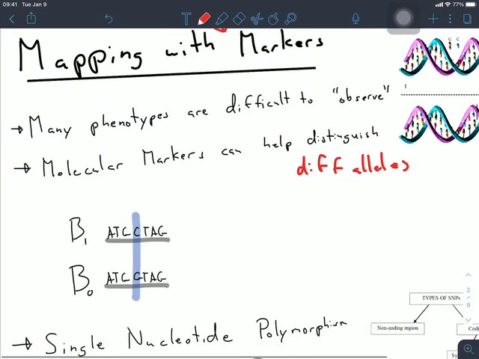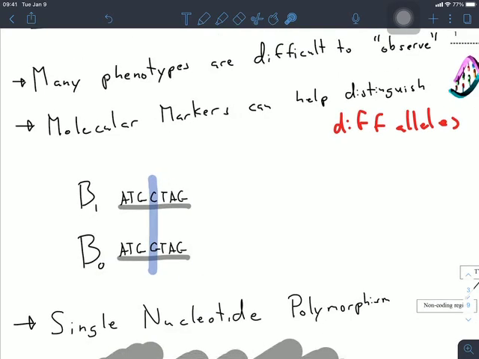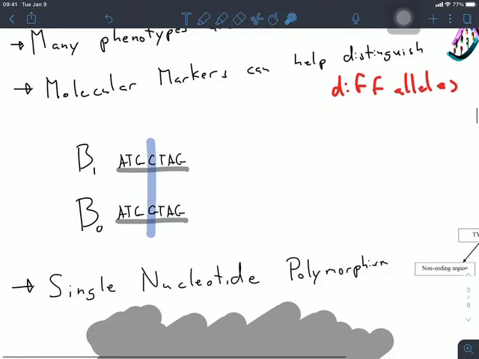As illustrated in this graphic here, when looking at our B1 and B0 allelotypes, we'll see that most of the sequence is similar between them. So if we have 7 letters here, the ATG and the TAG are the same, with one single nucleotide polymorphism, or SNP, held different between the two of them.